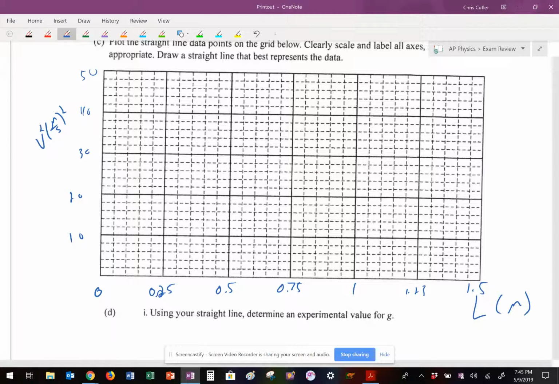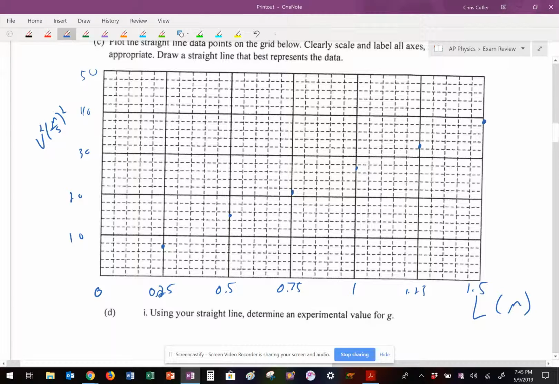I'm using data I wrote down on a piece of paper. You might have to flip back and forth, my bad. You would have a point here. There we go. You would have a point here-ish, a point here-ish, a point here, and then all the way up here, like so.